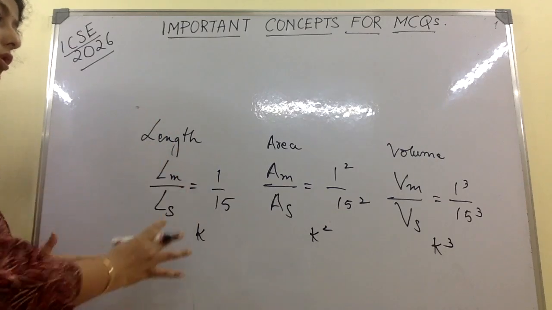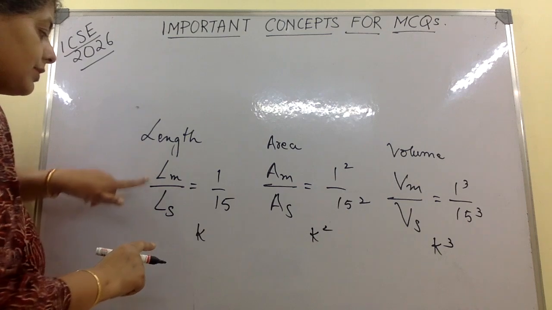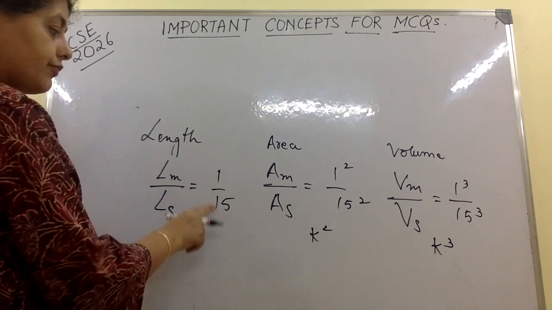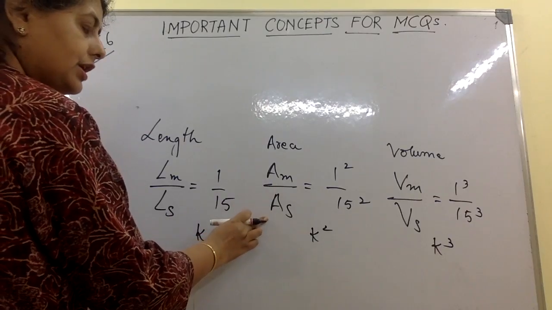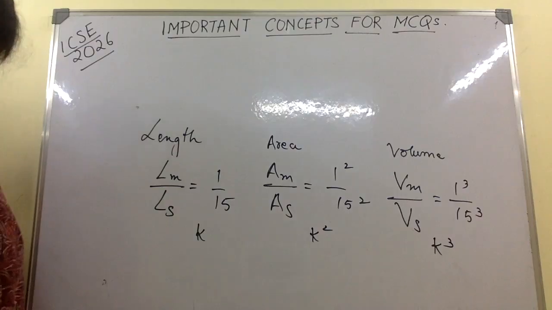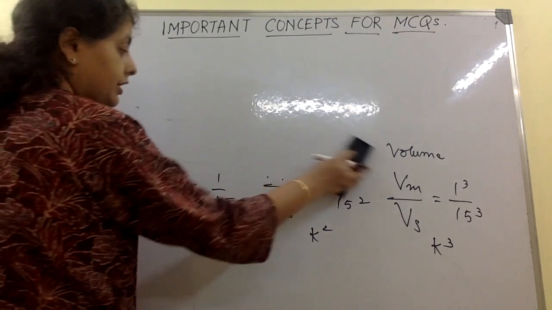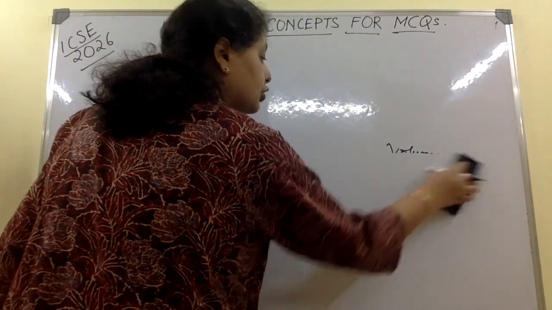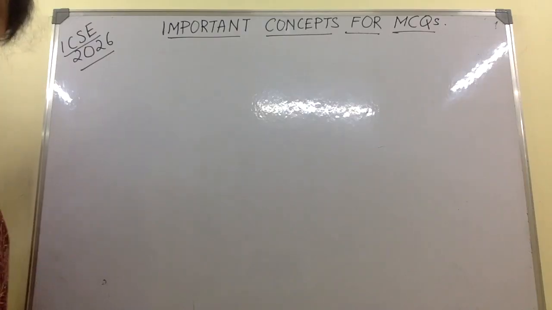That is what I want to tell you. Not to be forgotten. And forget about all formulae. The very simple thing is length of the model by length of the ship, 1 is to 15, 1 has to go to the model. Area of the model to area of the ship has to come in squares, volume has to come in cubes. We already talked about the units, we talked about the cubing and the squaring, and we also talked about which will go up and which will go down.